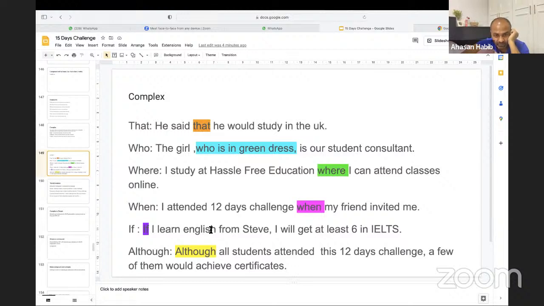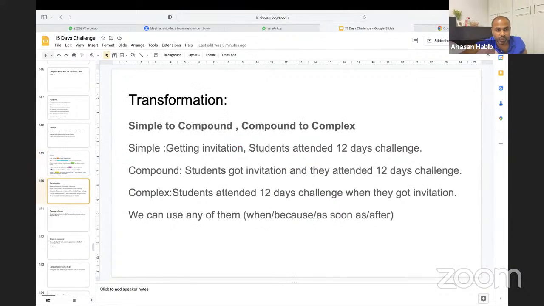If I learn English from Steve, I will get at least 6 in IELTS. By the way, Steve was our ex-colleague, ex-teacher. He used to teach in this platform English as well. So although all students attended this 12 days speaking challenge, a few of them would receive certificates, right? So this is how you need to make a lot of complex sentences. So what are you going to do? We're going to make very simple things, and we will push you, help you, move you very slowly so that you can understand.